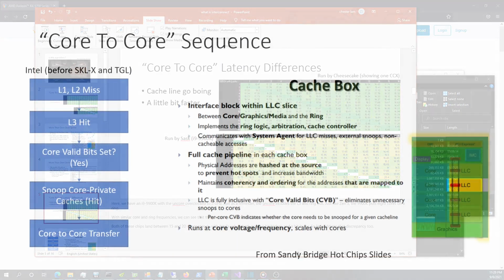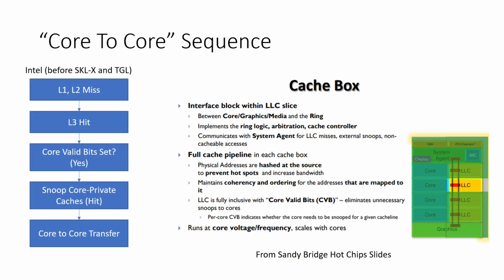So for that, let's look at how one core gets an up-to-date cache line from another, and start with Intel. First, the core is going to try to fetch the data from its private caches, but in this case, it won't find it there because the cache line has previously been invalidated when another core needed to write to it. So the next step is to send a lookup request to L3.